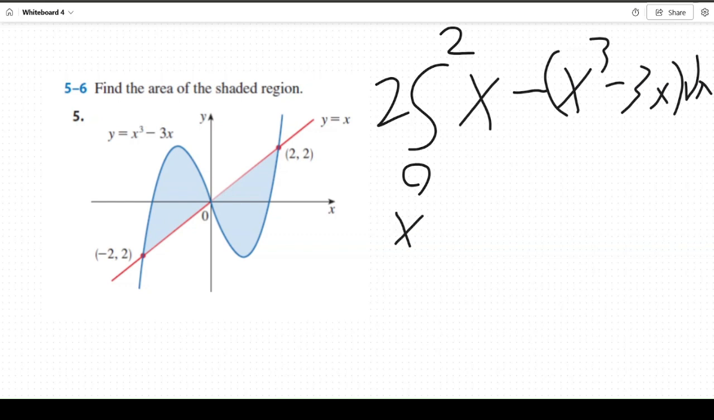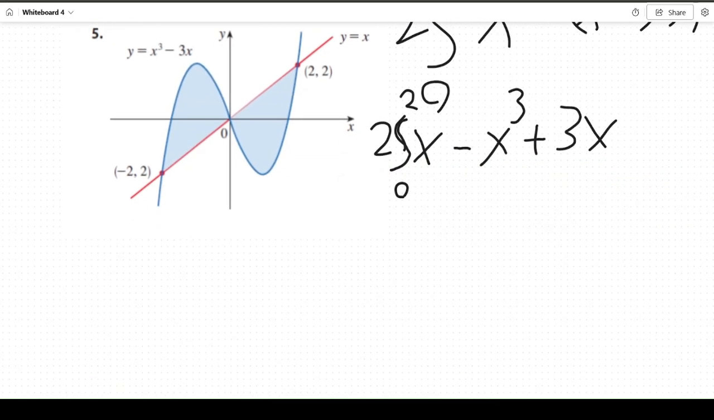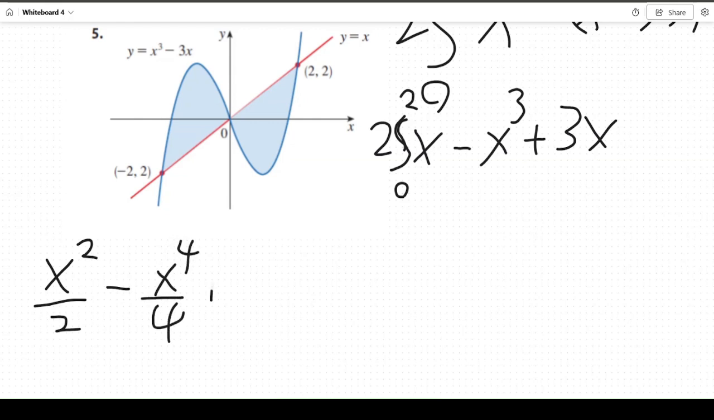Now we have to distribute the negative. So this becomes negative x to the power of 3. Negative times negative equals positive, so positive 3x. Now let's integrate. So x squared over 2 is x to the fourth over 4 plus 3x squared over 2. Then I'll plug in the values.